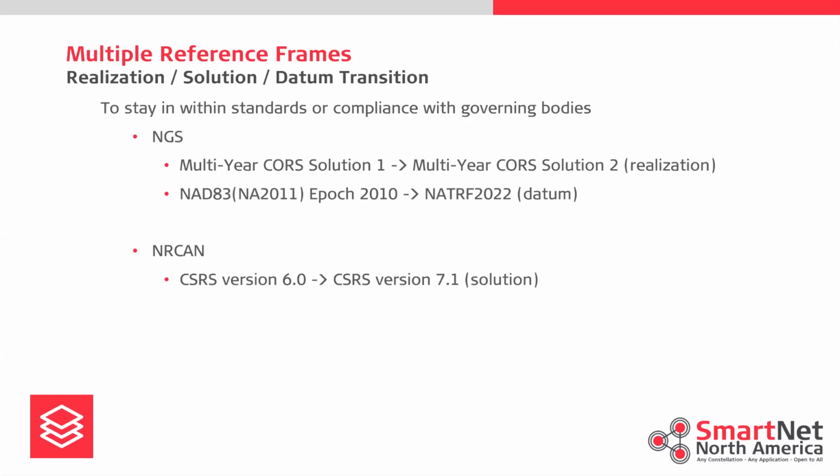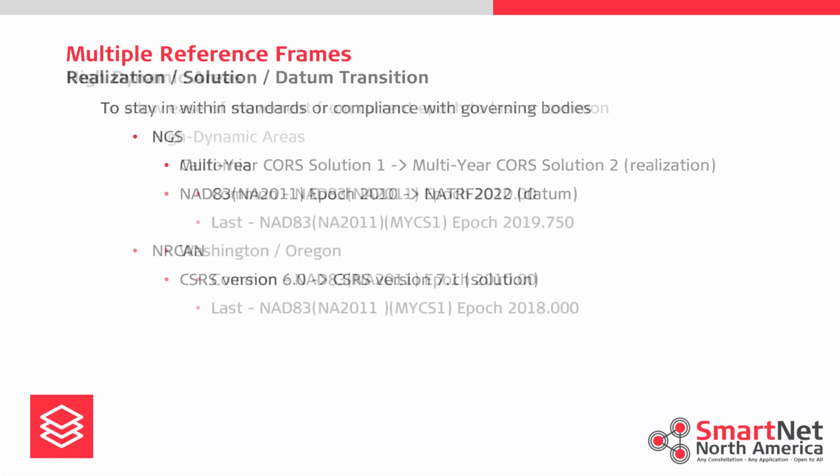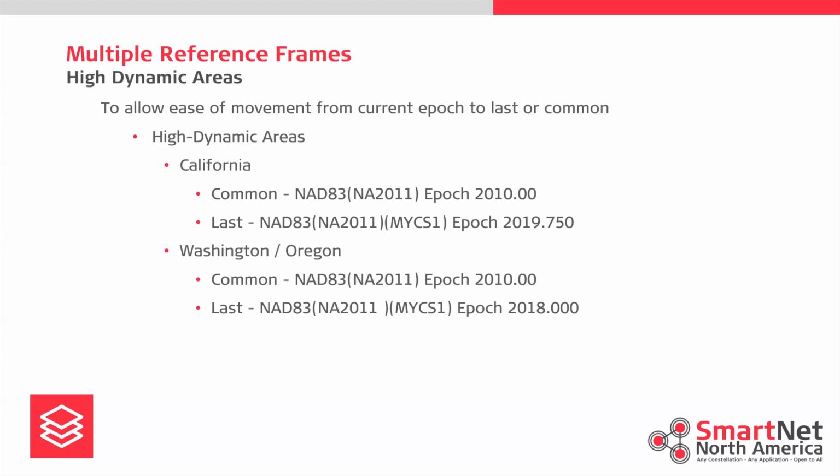But it will allow us the ability to transition between those two datums back and forth relatively painlessly, or with NRCan as we go from version 6, which we're on today, to version 7.1 as a solution. So all of these things are awesome for MRFs, for multiple reference frames. We also have it to allow for movement between current, last, or common epoch.